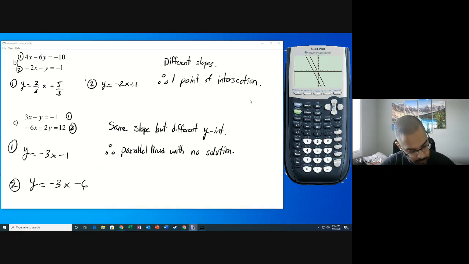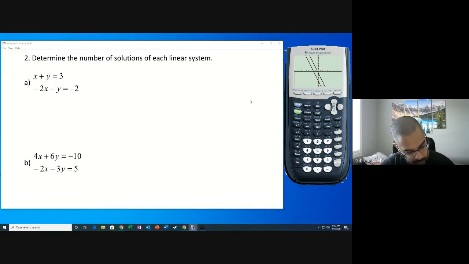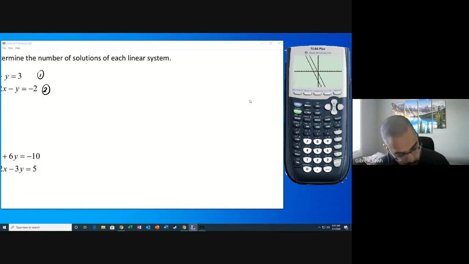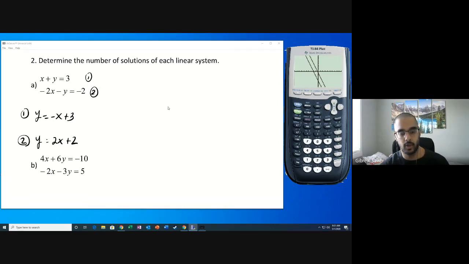Okay. So on the back, determine the number of solutions for linear systems. Same question. So we'll keep doing this the same way. I'll number them off again, give you those y-intercept forms. So 1 simplifies to y equals negative x plus 3. Number 2, when you rearrange it, y equals 2x plus 2. Again, different slopes, one solution. So here, 1 point of intersection. It doesn't ask you to find it. It just wants to know how many there are.